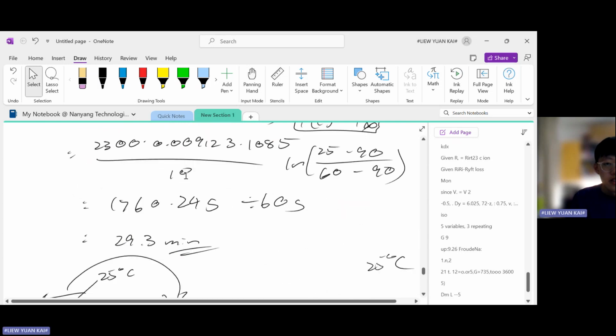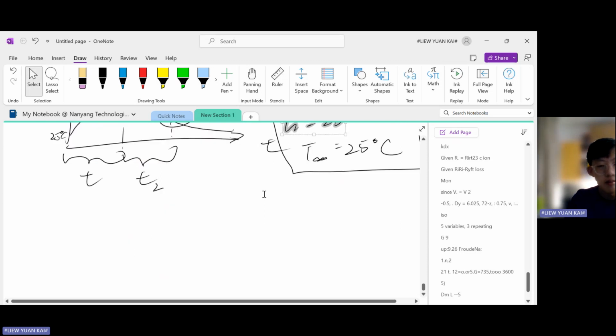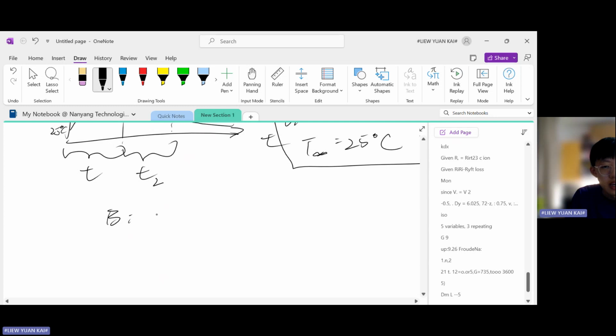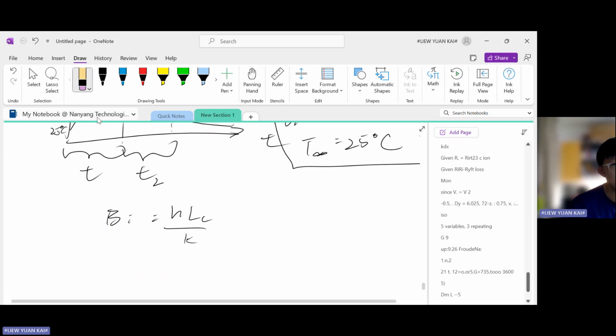Okay, so we still need to check for the Biot number. Don't forget, we need to check for the Biot number. Why? Because h has changed. Remember the formula for Biot number? Biot number is h Lc over k. Lc has not changed. Why? Because Lc depends on volume and area. The volume, obviously the bowl did not shrink or enlarge, so the volume remains the same, the area remains the same, therefore the characteristic length remains constant.